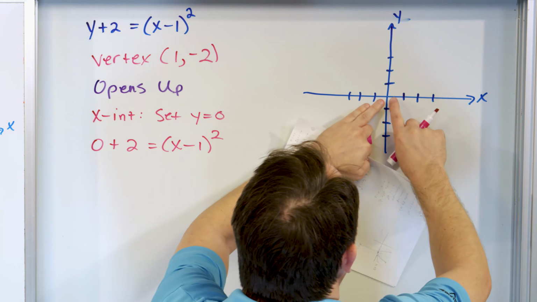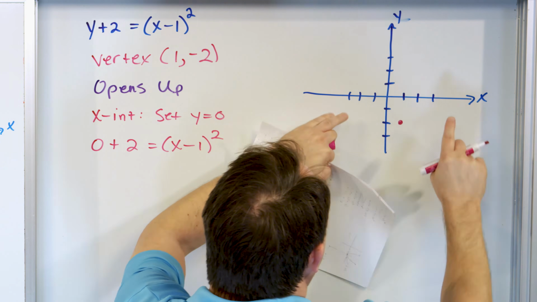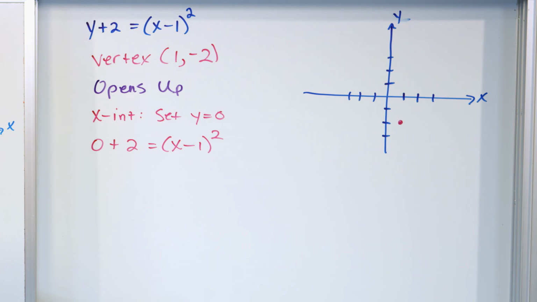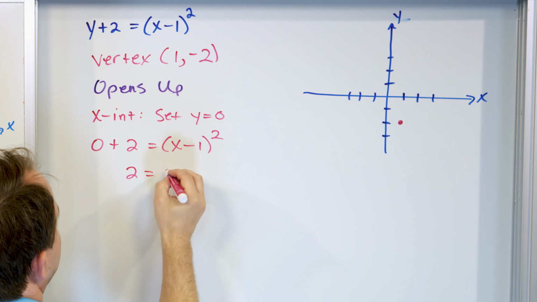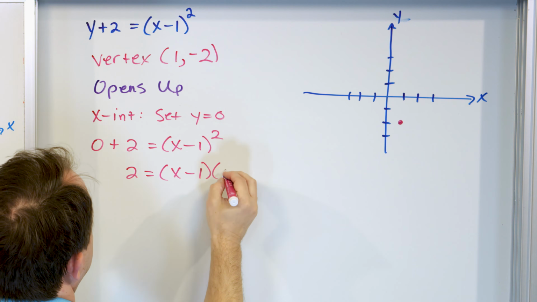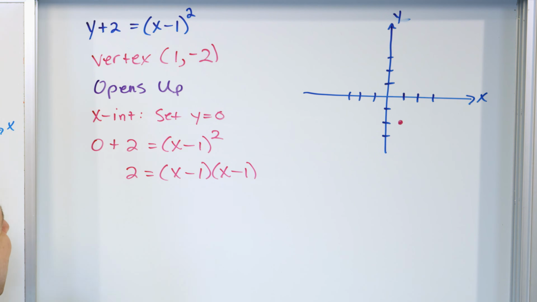Whatever we get is going to be the crossing points on the x-axis because we set y equal to 0. So notice we have x minus 1 squared. Let's do this properly. It's going to be x minus 1, x minus 1. We're going to have to FOIL this out.